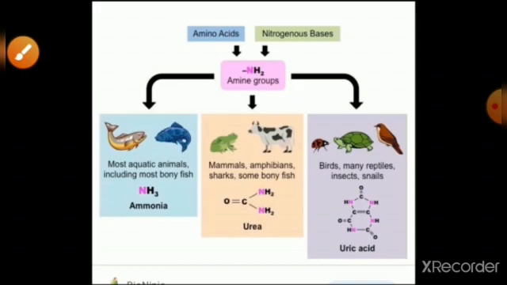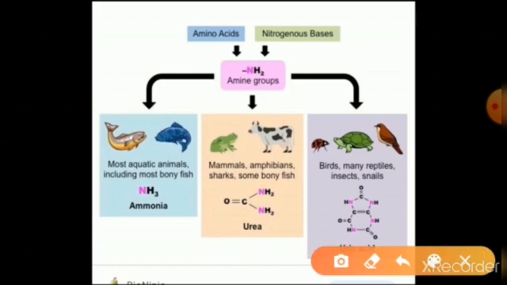Next, student, depending upon the type of the excretory matter, the matter which is excreted out, what is its chemical nature? The animals are of different types. Ammonotelic. Ammonotelic means when the excretory matter is ammonia.